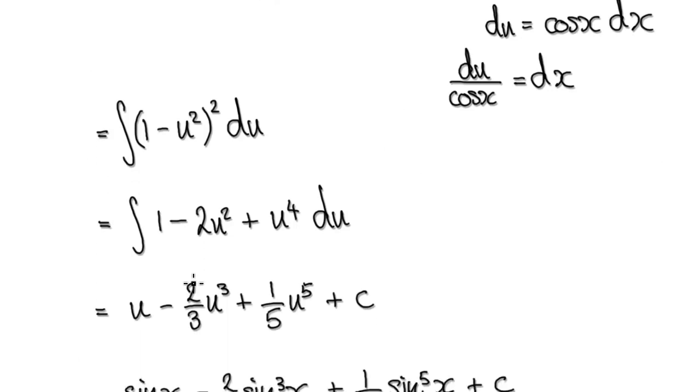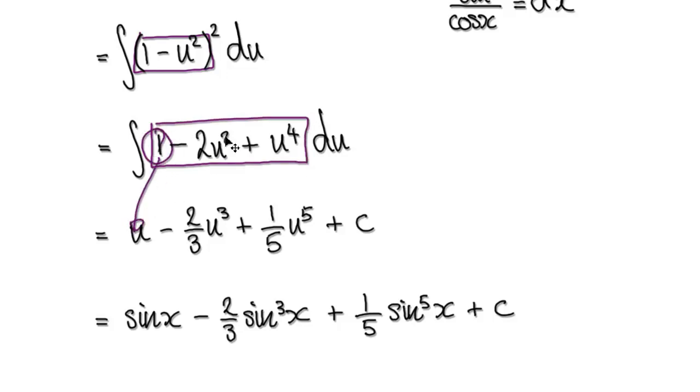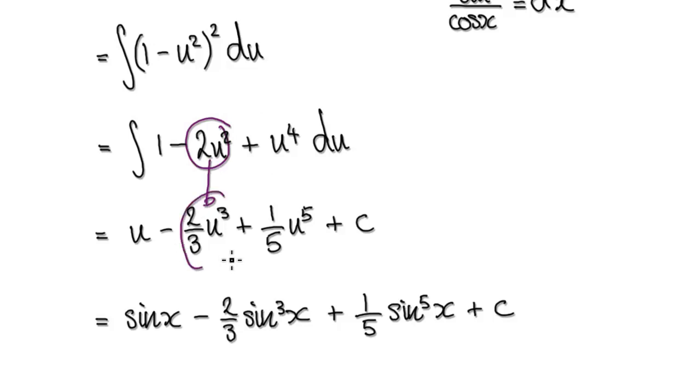So multiply out the brackets here. So that will then give us this thing here. So now integrate this. That will then give us this. Integrate this. That will then give us this. Integrate this. That will then give us this.